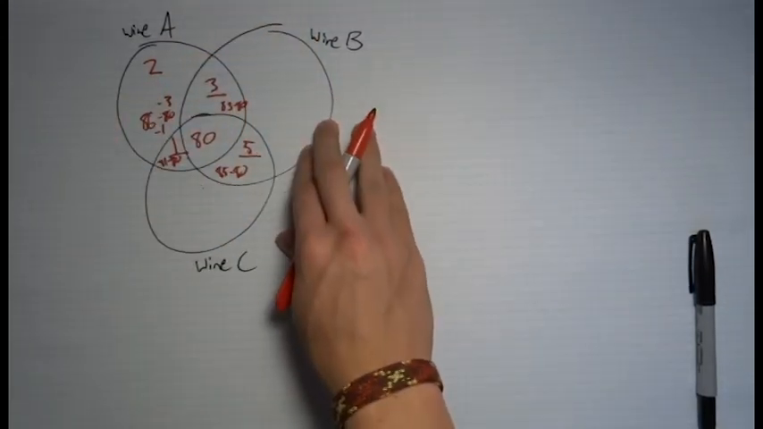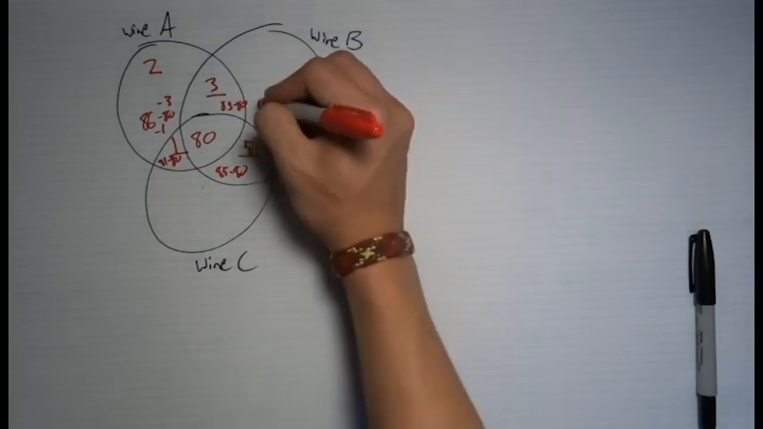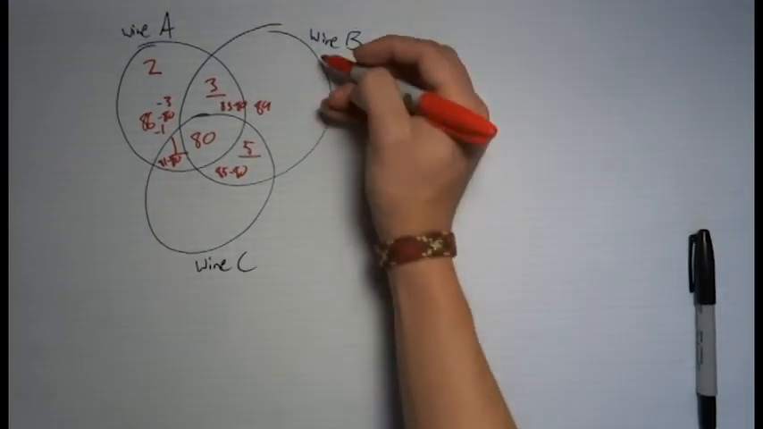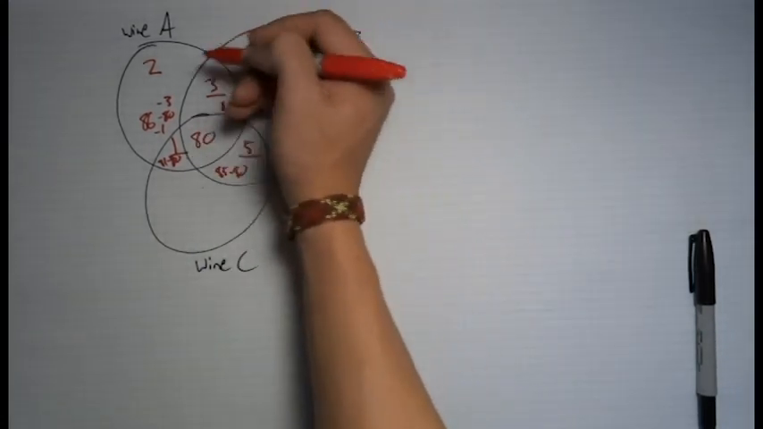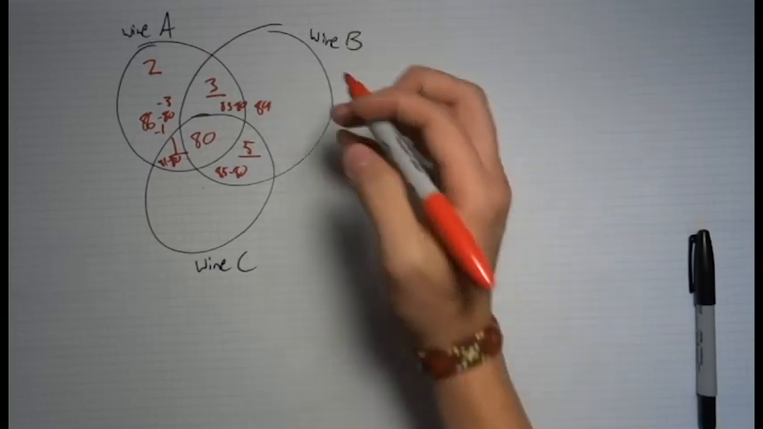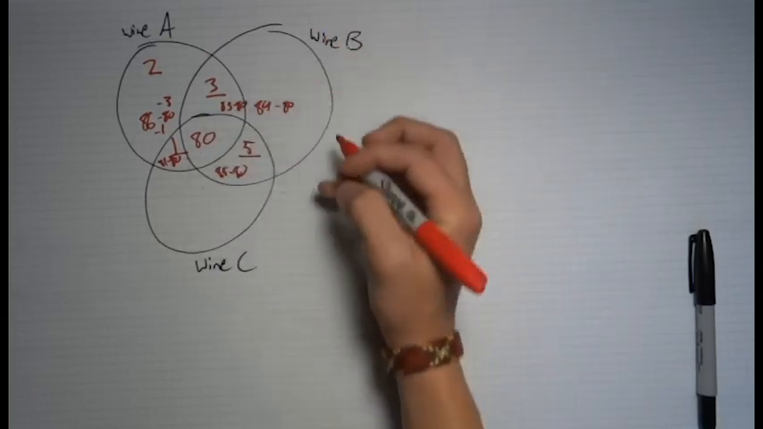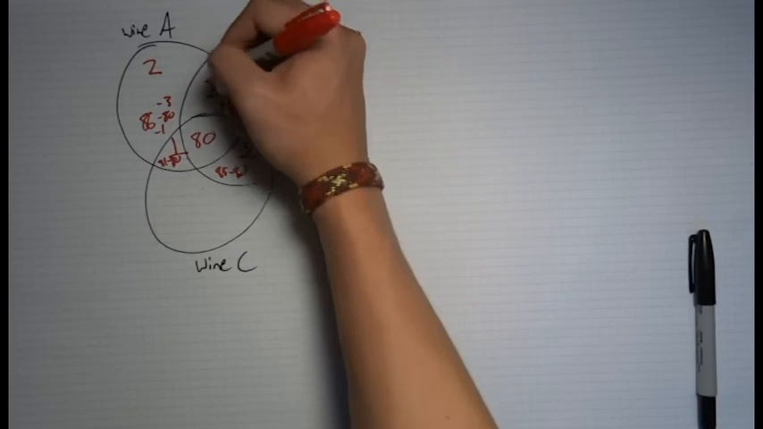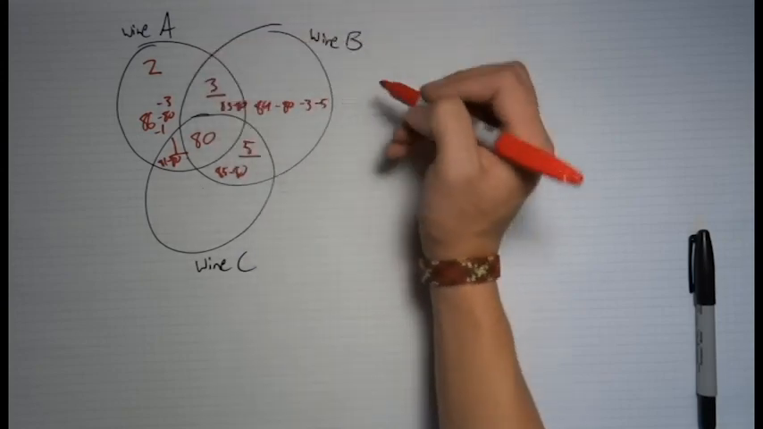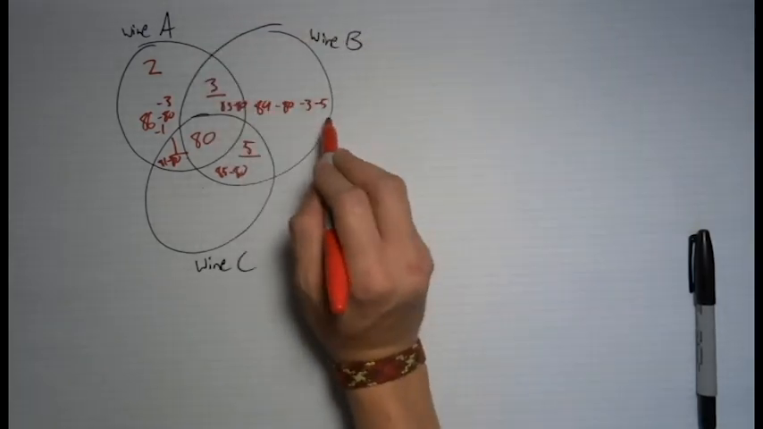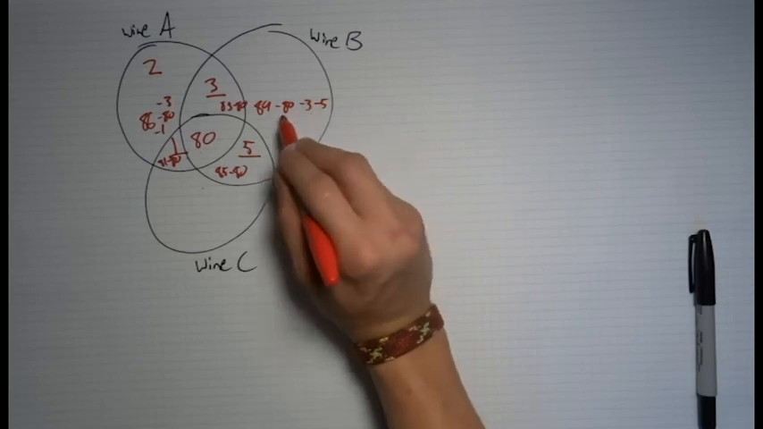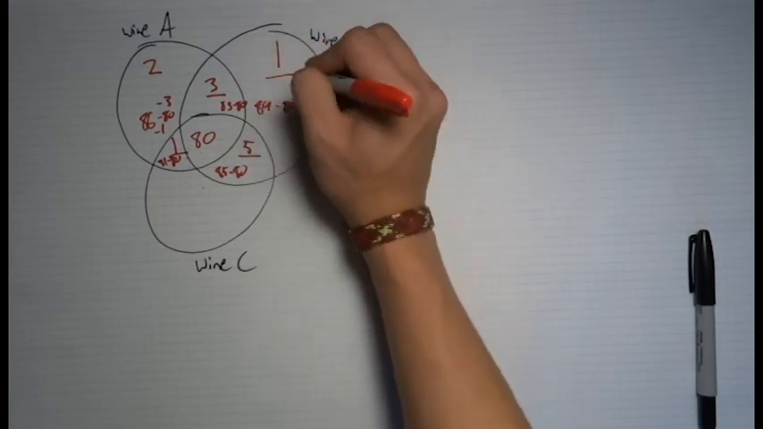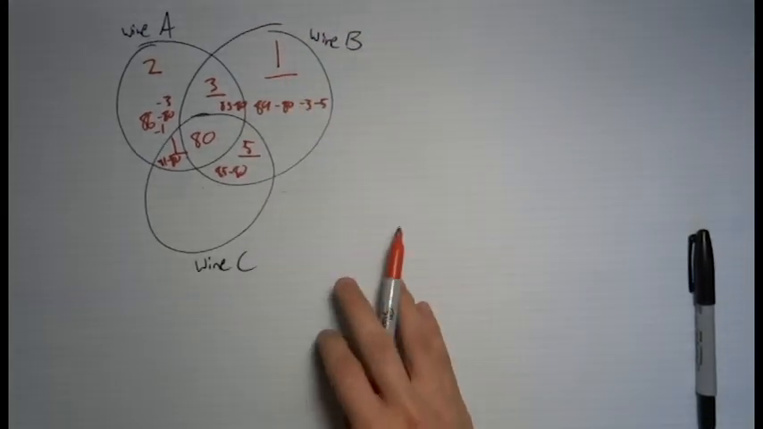All right, wine B. They told us that 89 total people liked wine B. So in this whole circle right here for wine B, we should have a total of 89. We have 80 right here. We have 3 right there in this part, and 5 right here. When we subtract these 88 people that we have right here, we end up having one person. Only one person only likes wine B.